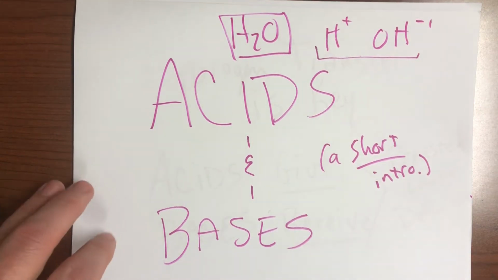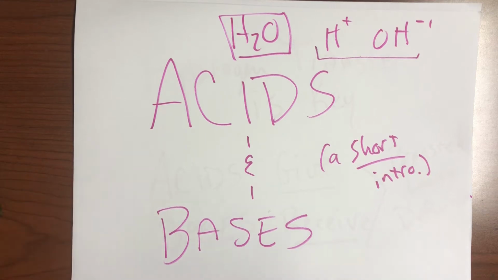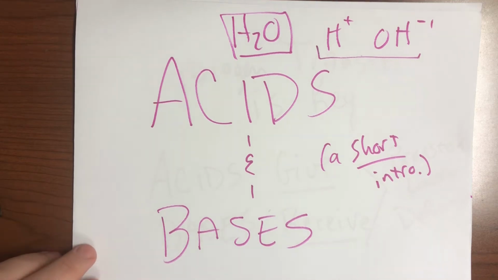So acids and bases are really just the chemistry of water, and as water is one of the most important chemicals to us on Earth, it dominates a whole lot of processes, so we need to understand it.